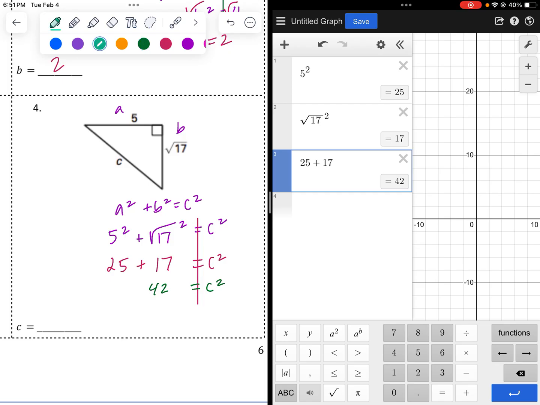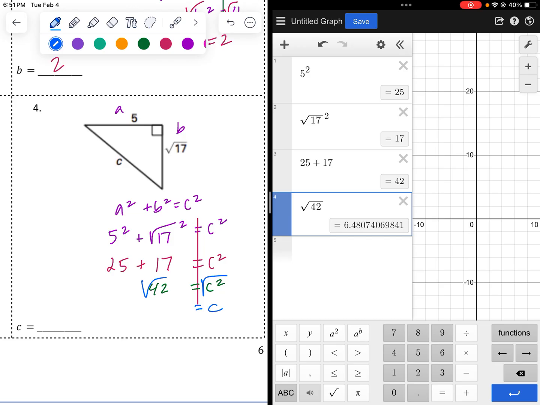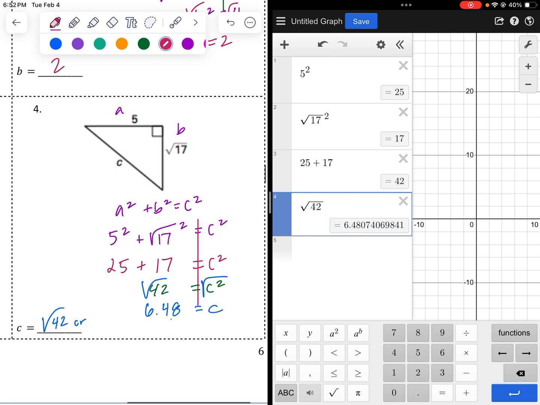Trying to get one c, I have to take the square root of both sides. If I take the square root of 42, it is not a nice number. It gives me a decimal, so I can leave my answer as the square root of 42, or I can round to the nearest tenths place. So this one is 6.48. The 8 is bigger than 5, so I do have to round up the 4, so it would be 6.5. Okay, and I think that's it for today.